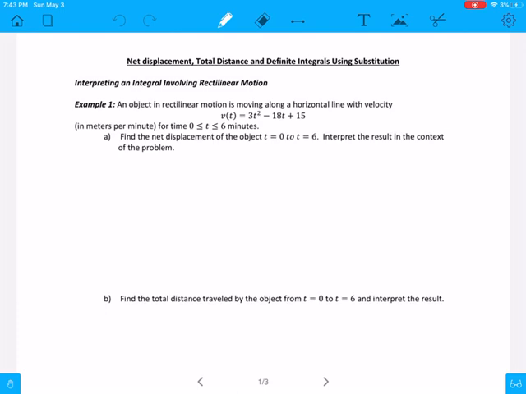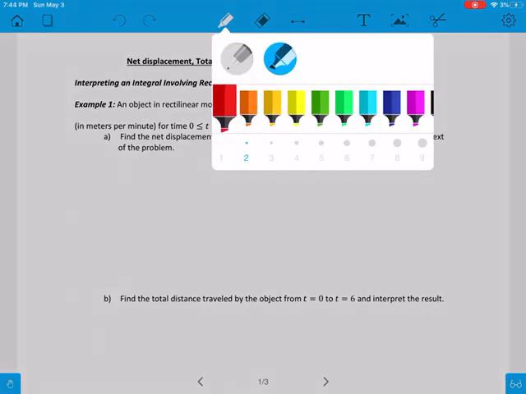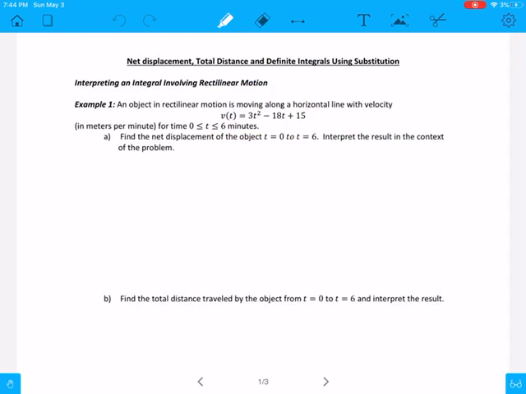So the first example is an object in rectilinear motion is moving along a horizontal line with a velocity, v of t, equals 3t squared minus 18t plus 15 in meters per minute for the time 0 to 6. So t is greater than or equal to 0 and t is less than or equal to 6. So these are the two things we have to find. Okay? We're going to have to find the net displacement.